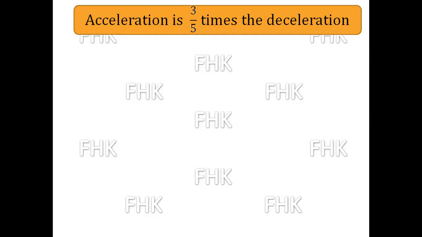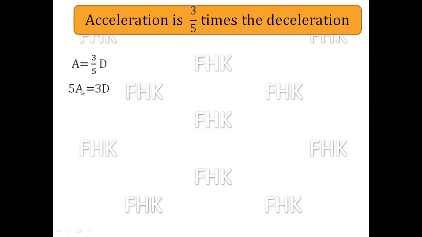Okay, now suppose in the problem statement it is given like this: acceleration is 3 by 5 times the deceleration. What will you do in the examination? Acceleration is 3 by 5 times deceleration. So by cross multiplication, 5 acceleration is equal to 3 deceleration.